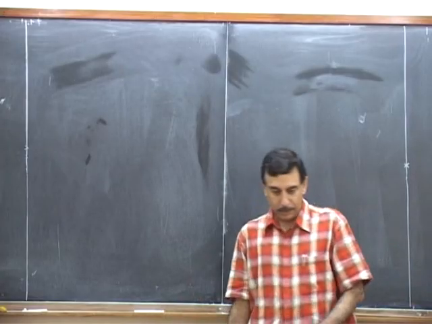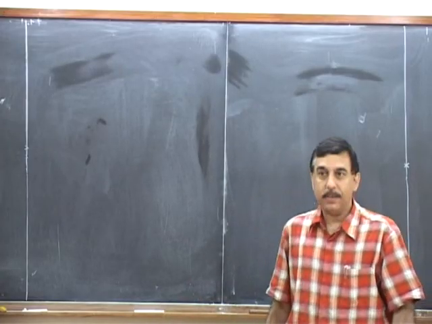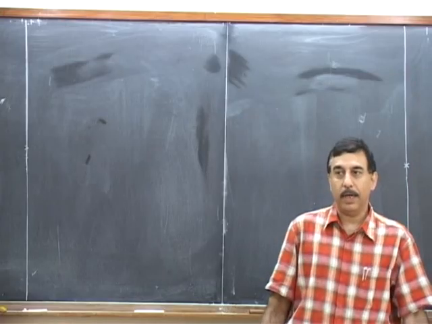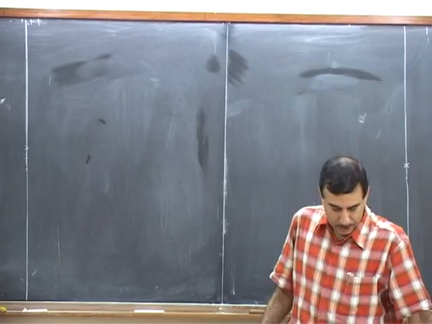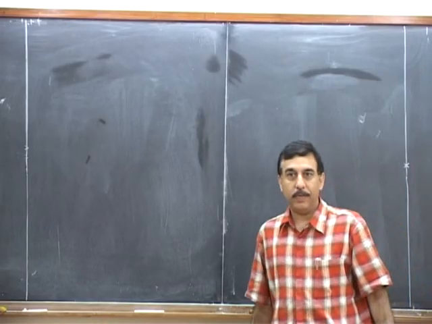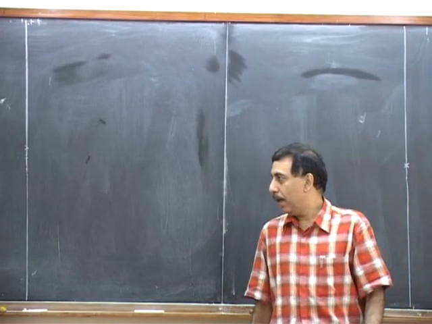So let me add a few things to what I said last time. Last time we discussed a mechanism of spontaneous supersymmetry breaking, which is F-term breaking, and that was discussed in a very specific model called the O'Raifeartaigh model.